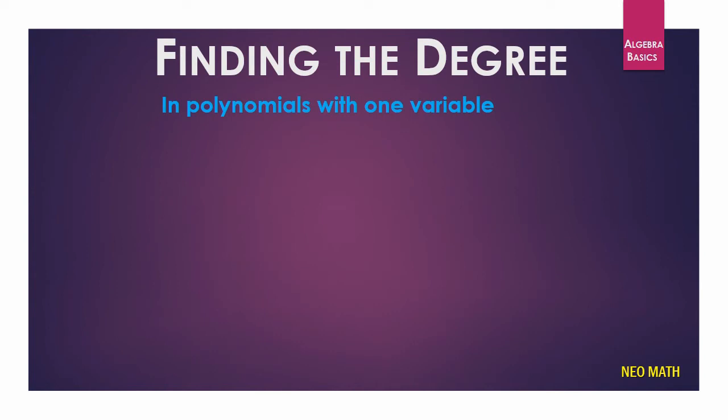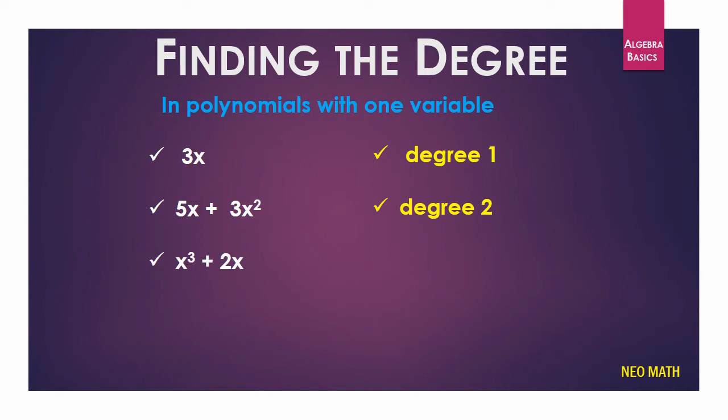So, finding the degree in polynomials with one variable. 3x, the highest power is 1, so the degree is 1. 5x + 3x². Here we have 2 terms. The power of the variable in the first term is 1 and in the second term is 2. So the highest power is 2, so the degree is 2. x³ + 2x. Here we have 2 terms, x³ and 2x. The power of x in the first term is 3 and in the second term is 1. So the highest power is 3, so degree 3.